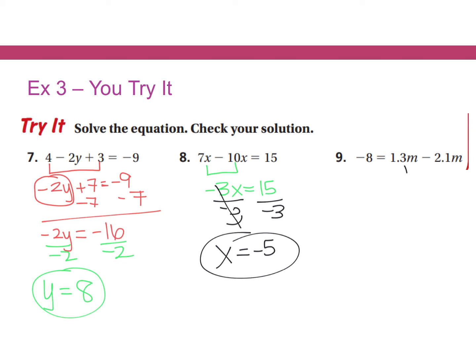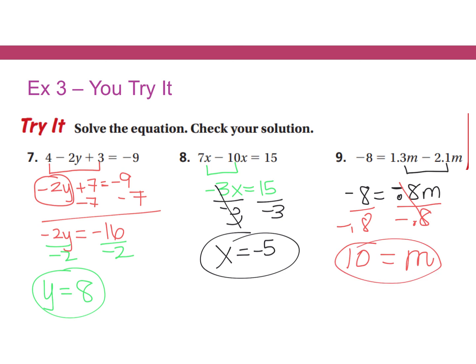And on number 9, again, I can combine my decimals here, and I'm left with negative 8 equals 1.3 minus 2.1, which will give me 0.8m. And sorry, that's a negative 0.8m. Now when I go ahead and divide both sides by a negative 0.8, these are going to cancel, and I'll have m by itself, and negative 8 divided by a negative 0.8 is really going to give me a positive 10, and that's my final answer there.